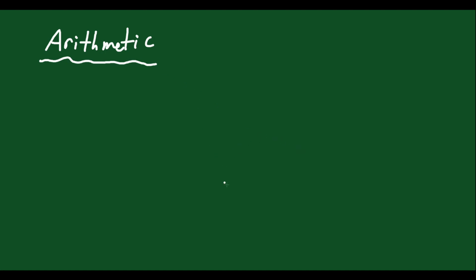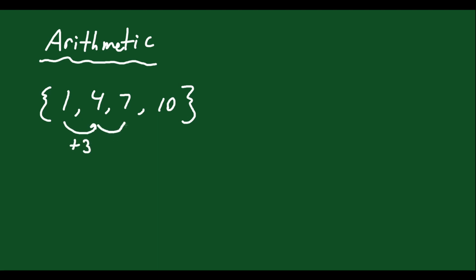So when it comes to an arithmetic sequence, an example of that would be something like 1, 4, 7, 10. And the reason this is an arithmetic sequence is because we're adding the same number each time to get to the next number, right? We keep adding 3. So because you simply add a number to each term to get the next, that makes this an arithmetic sequence.